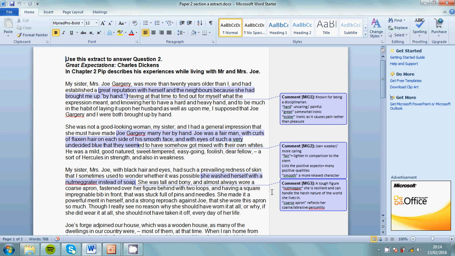And then my third point, again, I've got my evidence highlighted once more, as you can see. So a tough figure, a nutmegger. She's resilient and can handle the harsh nature of the world she lives in. A coarse apron reflects a coarse, abrasive personality, and that is form. You can see I've read through the extract carefully. I've got my quotes highlighted, made my points, got my evidence, got my notes for analysis, and I had to make sure I do that in full sentences.